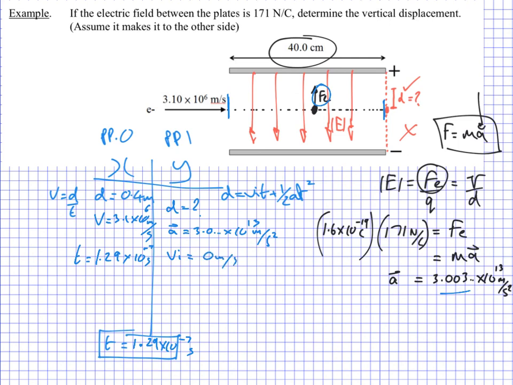Okay, so I'm going to use my d equals v_i t plus half a t squared formula. So let's just do it down here. d equals v_i t plus 1/2 a t squared. My v_i is 0. So my d, the vertical displacement at the very end of this system, is 0.25 meters.